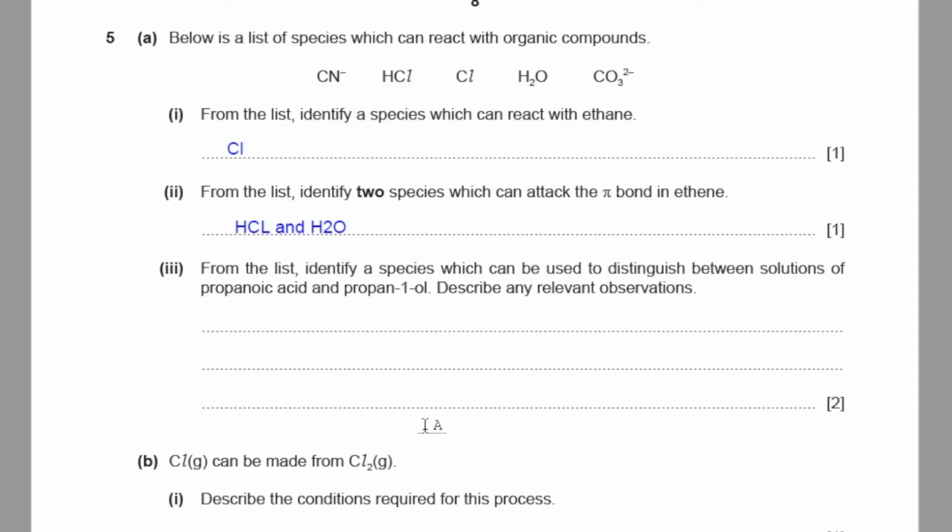Part 3, from the list, identify a species which can be used to distinguish between solutions of propanoic acid and propan-1-ol. Describe any relevant observations. So a metal carbonate can be used to differentiate between acid and alcohol. When that metal carbonate is added to alcohol, there is no reaction going to take place. But when it is added to acid, effervescence can be seen due to carbon dioxide forming. So I think it's carbonate ion which can help us differentiate between propan-1-ol and propanoic acid. So carbonate ion can be used. Next point would be: with propanoic acid, effervescence, but no reaction with propan-1-ol.